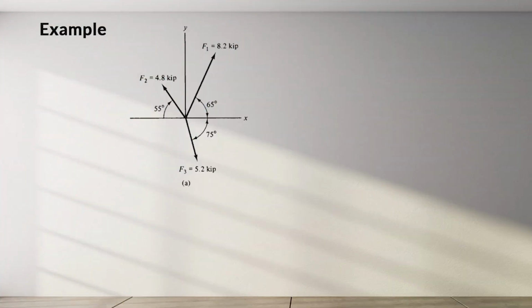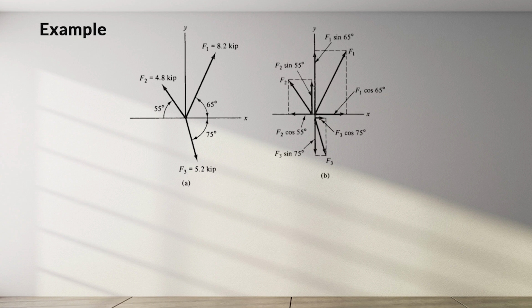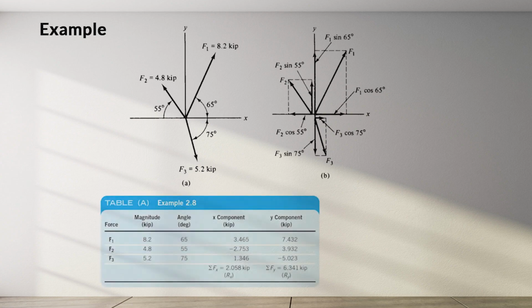In example 2.8, we are asked to find the resultant of the concurrent force system shown in figure A by the method of rectangular components. The x and y components of each force are determined by trigonometry, as shown in figure B. The use of a table helps organize the data and minimize computational errors. Values for each component are shown in Table A.